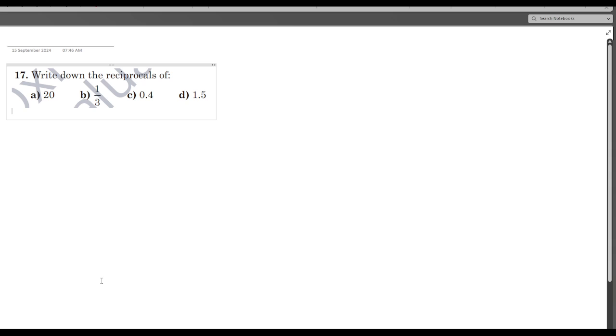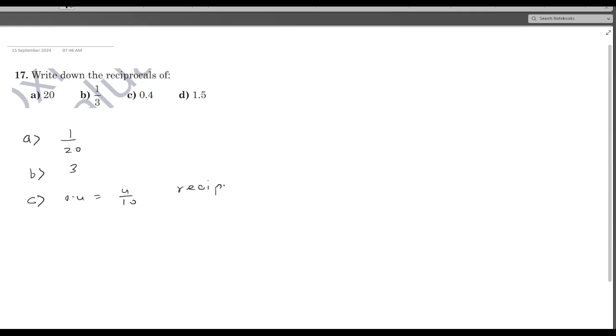Now 17, write down the reciprocal of. So the reciprocal of 20 is 1 upon 20. The reciprocal of 1 upon 3 is 3 upon 1, that is 3. The reciprocal of 0.4, which is 4 upon 10, is 10 upon 4. So the reciprocal of 0.4 is 10 divided by 4.